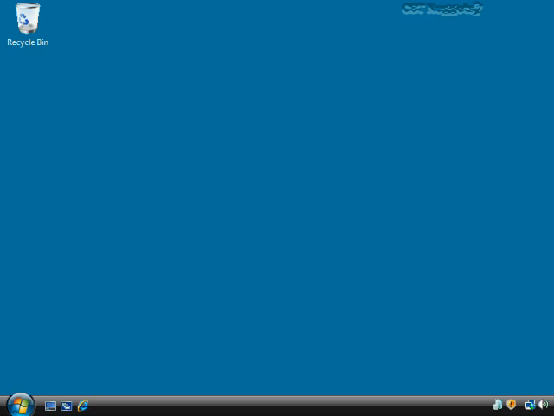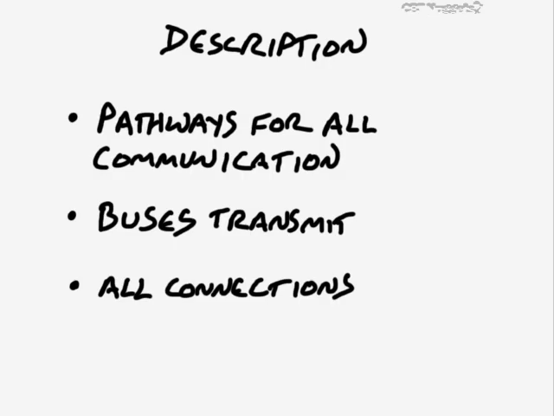Now, what I want to do here is take a look at a few different things as we address motherboards. This is probably the central crux of everything that we're going to be doing in computing for the A+ exam, and in real life as well. So let's just kind of describe things. First of all, it's more or less the pathway for all communication.